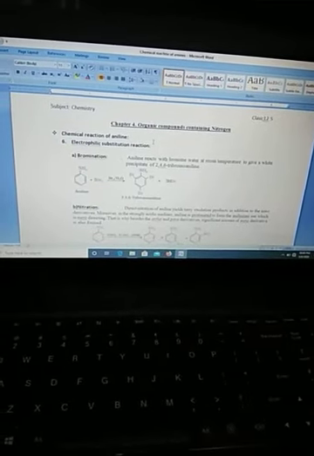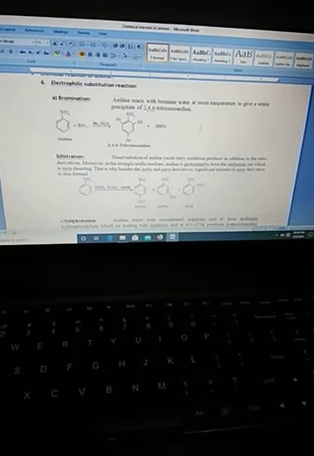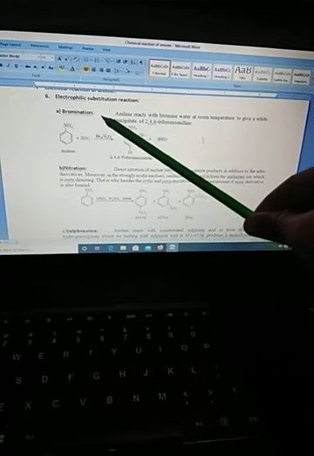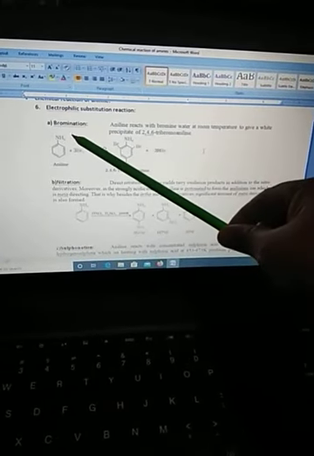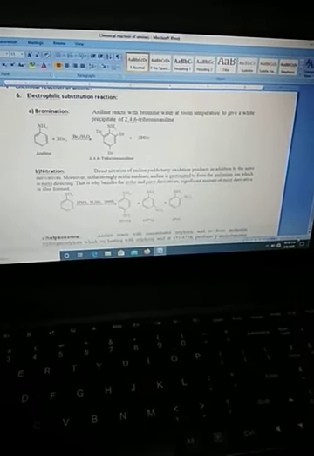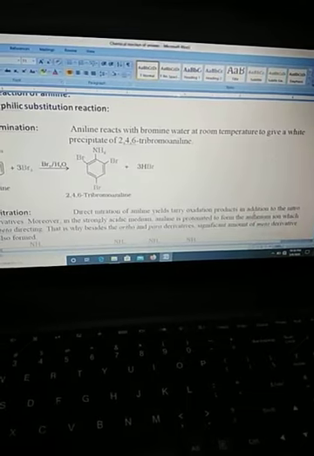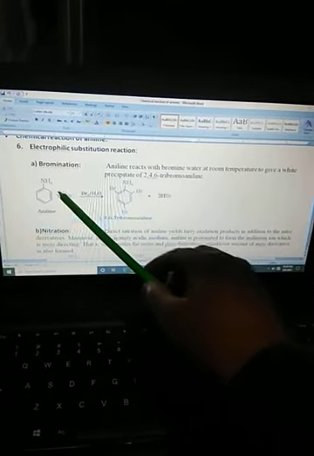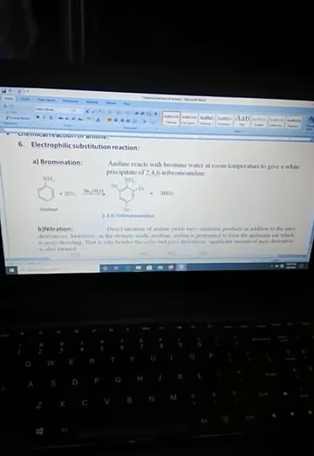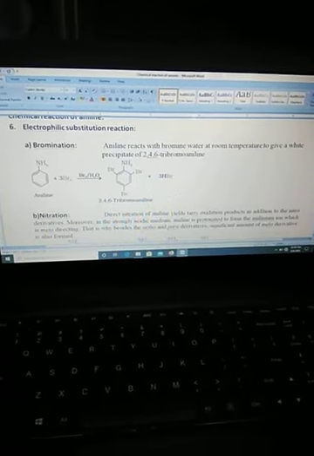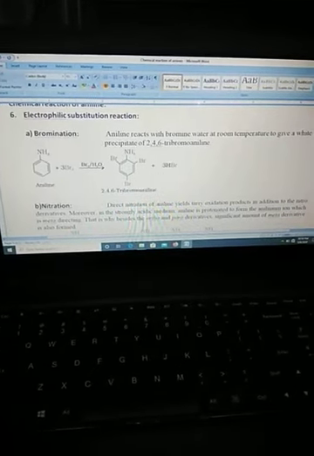Next we have the electrophilic substitution reaction. Basically we'll focus on three types of electrophilic substitution: bromination, nitration and sulfonation. Before that, we have to identify what type of group this is. The NH2 group in aniline on the benzene ring is an electron donating group. That means if it is an electron donating group, then we'll have the substitution at the ortho and para positions.